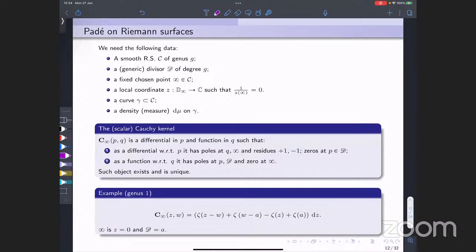So we have a Riemann surface of genus G, and a generic divisor of degree G. So here we have genus 2, divisor of 2 points. A fixed point, which we call infinity. Well, I will also choose a local coordinate near infinity. So this is essentially starting to resemble very much the data of the famous Riccardo constructions for the Baker-Akhiezer function, and indeed there is a connection there.